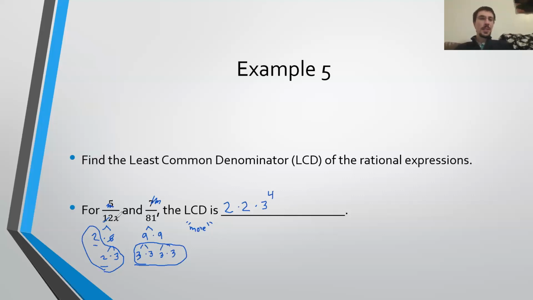And then, which fraction has more x's? Well, that first fraction has more x's, so we need a single x as part of your LCD. So then, take 2 times 2 times 3 to the 4th. You can use a calculator. I think that's going to end up being 324x as your LCD. Quick double check my math there. 324.